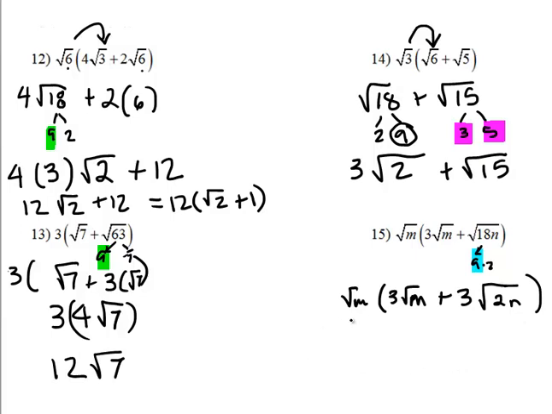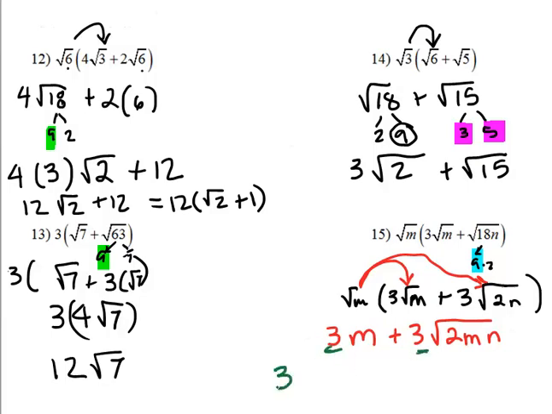Now I'm going to distribute. So the square root of m times that would be 3 times the square root of m times the square root of m, which is just m. And then here I'll use my product rule, and I'll have 3 times the square root of 2mn. Now let's take a look at this. Do I have any common factors? Why, yes I do. I have a 3 and a 3. I'll pull that out and I'll end up with 3 times m plus the square root of 2mn.